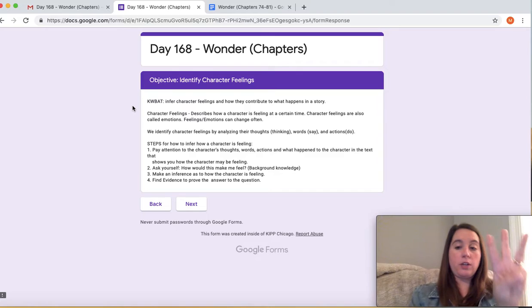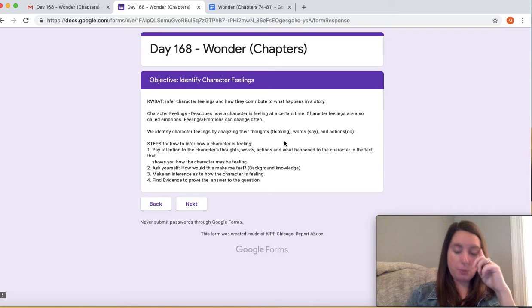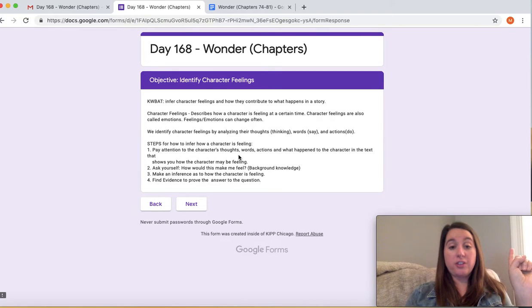So if we're looking for Justin in this part, we're going to hear a lot of his thoughts. So if we're looking for how he's feeling, we might be looking at his thoughts. We'll also hear his words and actions, but I'm just pointing out that since he's telling the story right now, we're going to be able to hear his thoughts. So pay attention to their thoughts, words, and actions. Next, ask yourself, how would this make me feel? That's your background knowledge, okay? Make an inference about how the character feels, and then find your evidence.